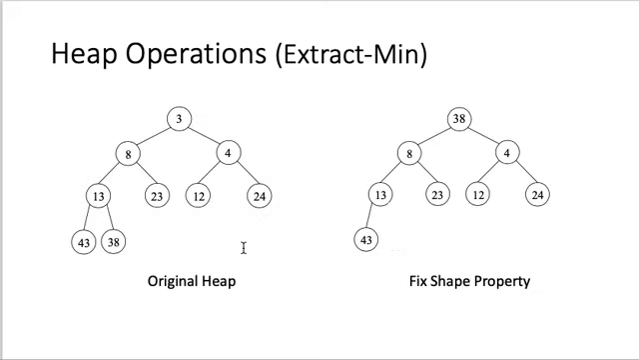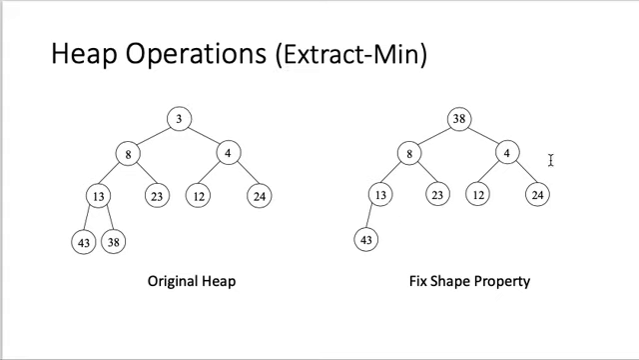Let's see an example run. Let's say this is the original heap, and then we want to perform extract min. So in the end, this 3 should now be gone. So what should we do? We first copy the content of the last node. This is the last node, because this is going to be the last one. Copy the content of the last node to the root. So 38 is now moved to the root, 3 is gone. And at the same time, we also remove the last node.